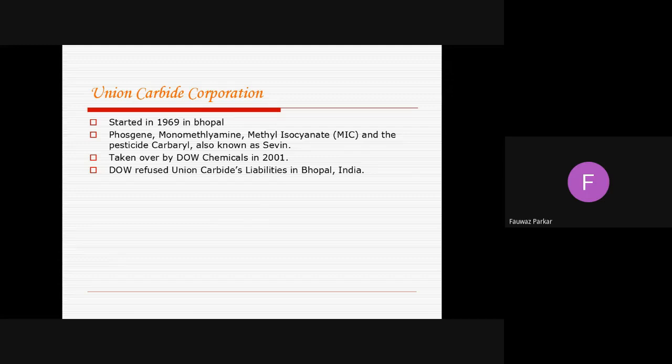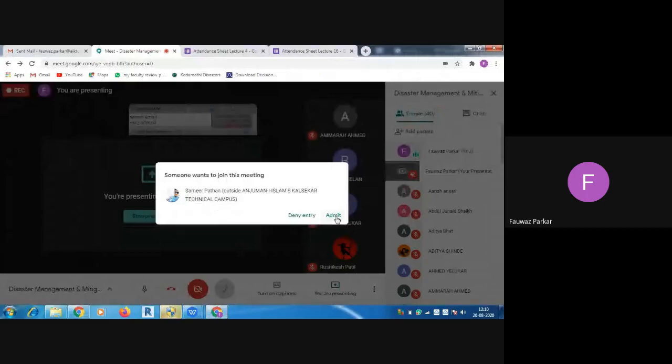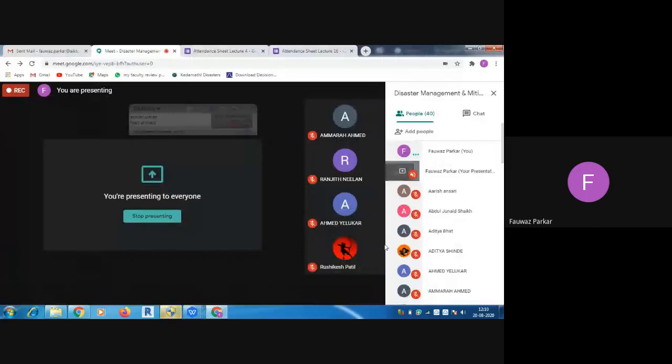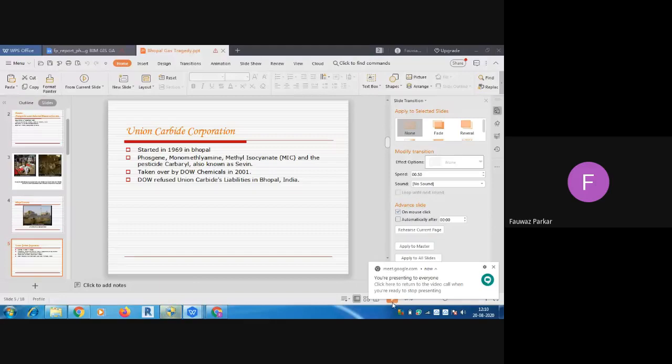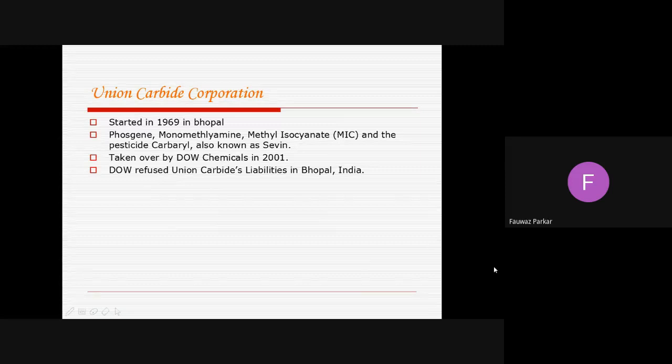Now the company was taken over by Dow Chemicals in 2001. Because it has been taken over by Dow, whatever liabilities were there against the company, Dow was not present during that time, and the people have suffered. The people have suffered not only from the disaster, but also from the litigation and cases. They were entitled to financial help, but for many reasons their claims are not yet fulfilled.